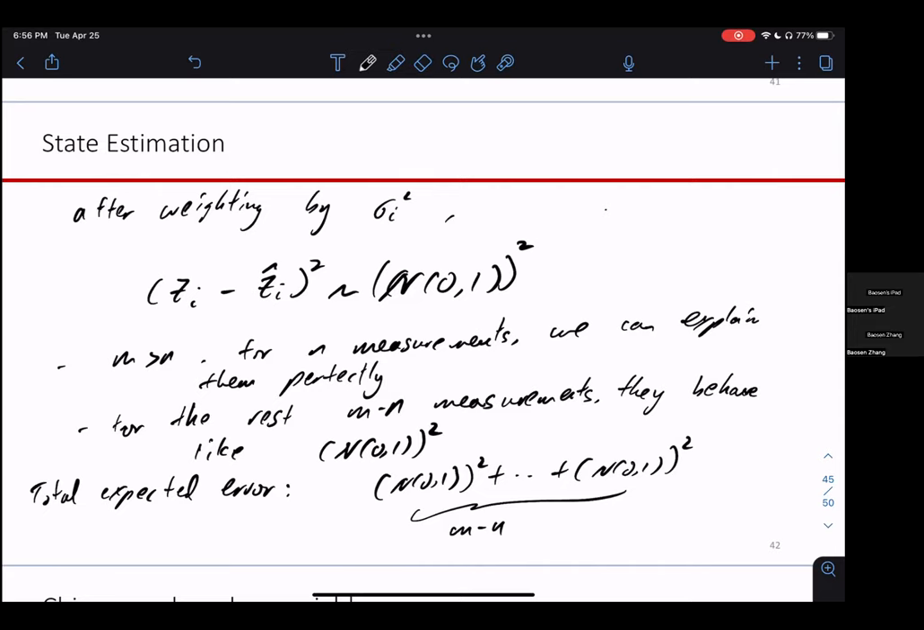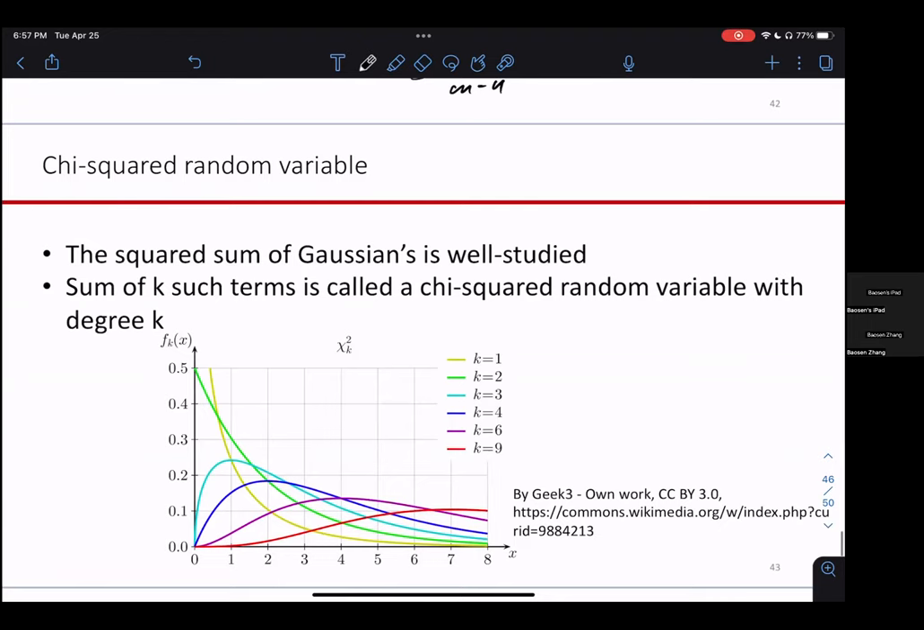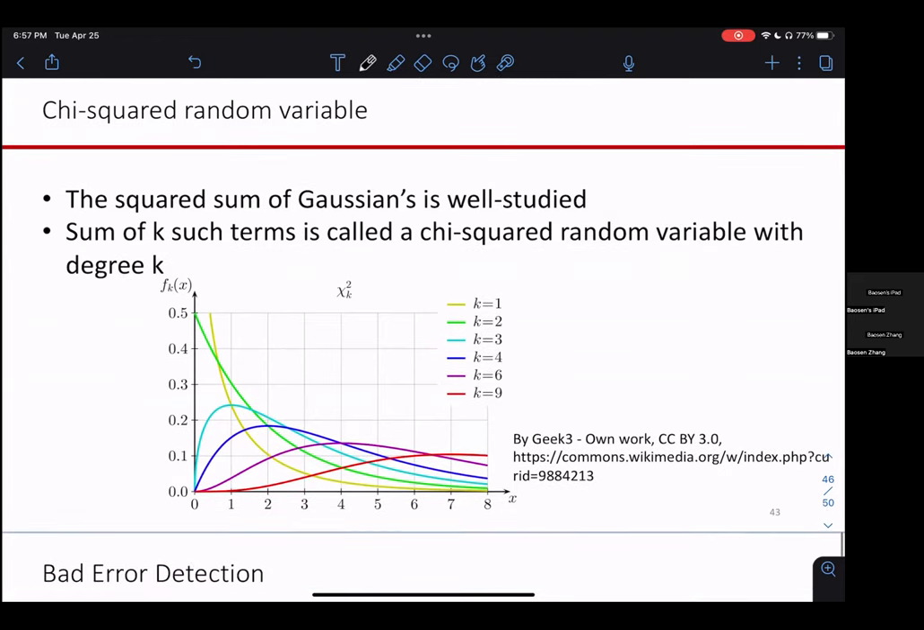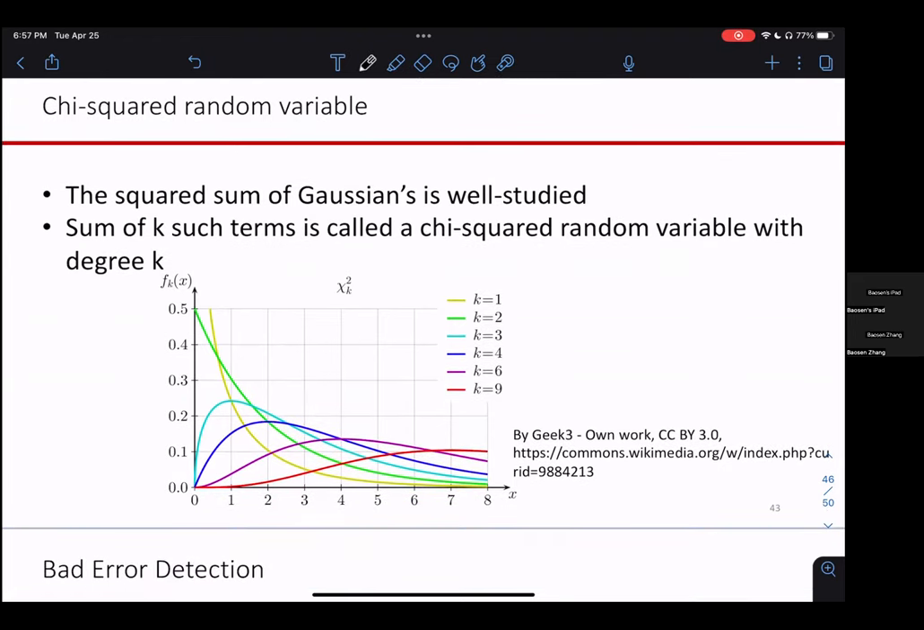And there's a name to this. The name is precisely chi-square. People have studied this for many, many years. And we have characterized what happens with some random Gaussian variables. We know exactly the behavior of this kind of thing. So the sum of Gaussians, this is extremely well studied. Right, so with k terms, this is called a chi-square random variable with degree k. Okay, so this is plotting, if you have one of them, you expect it to look like this, and two of them, this will look like this, and more like this.